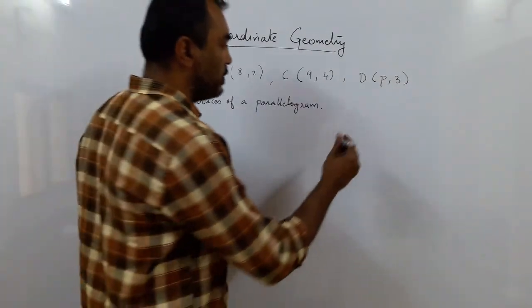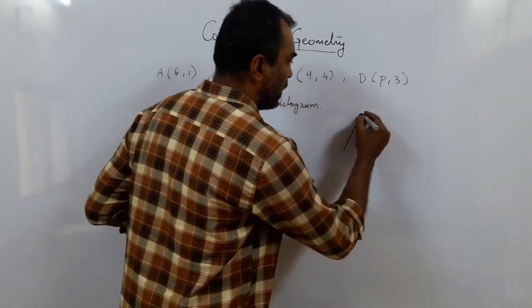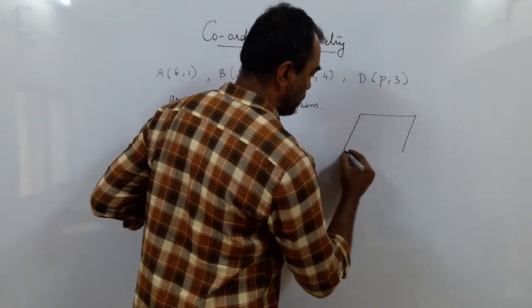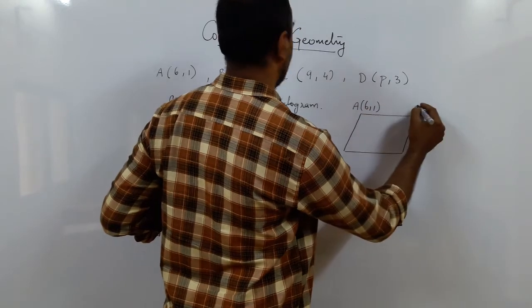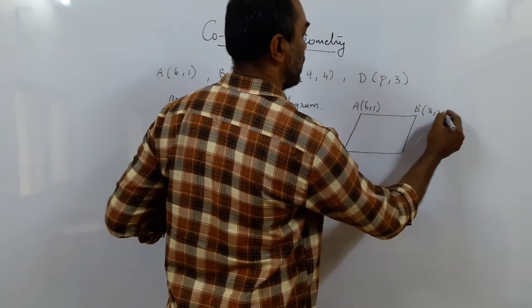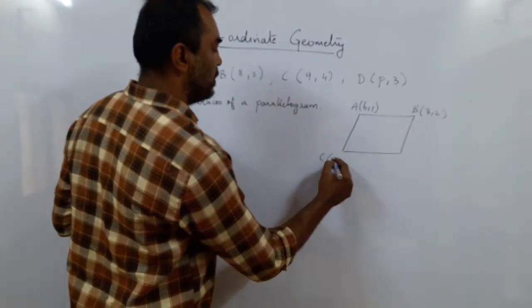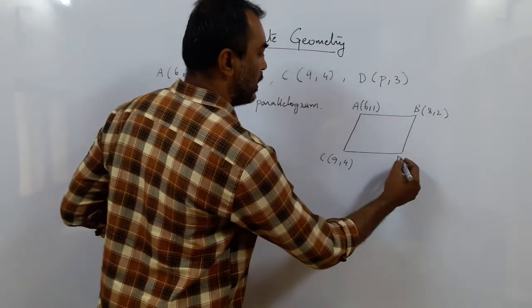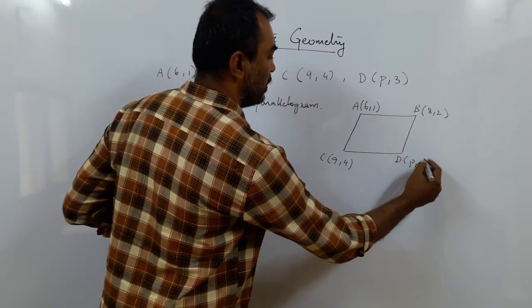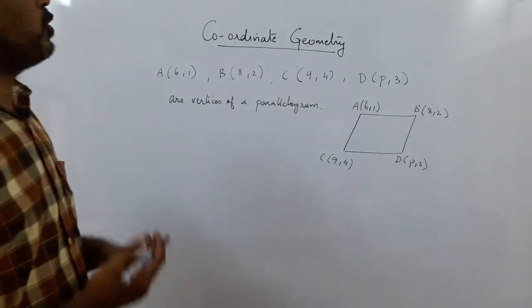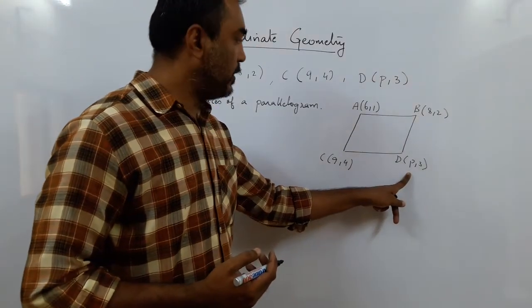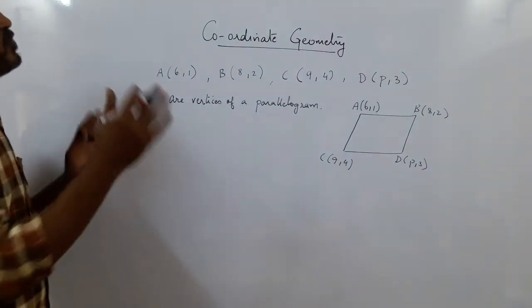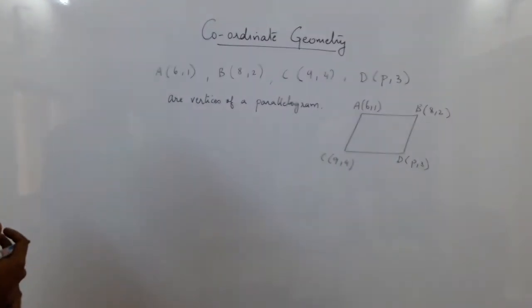So let me draw it. It's a parallelogram, right? So I have got A(6,1), B(8,2), C(9,4) and D is (p,3). They are the vertices of a parallelogram and I have to find the value of p. Clear? Now you can think of different methods in which this sum can be done.